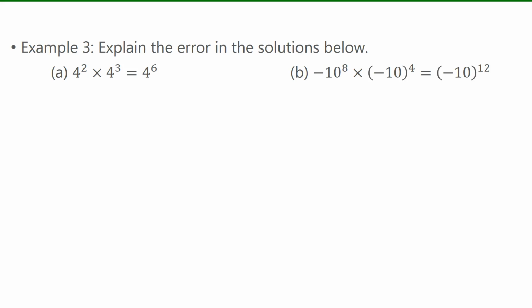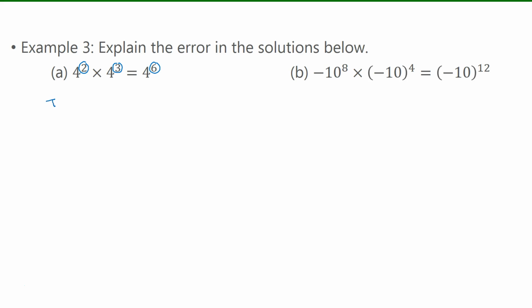Now example 3, we have a couple of expressions worked out, but there's an error. So we have to explain the error. So in A they have 4 to the power of 2 times 4 to the power of 3. Now our rule says we're supposed to add the exponents together, but it looks like they must have multiplied 2 times 3 to get 6.